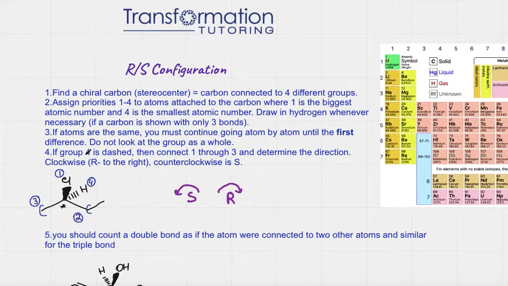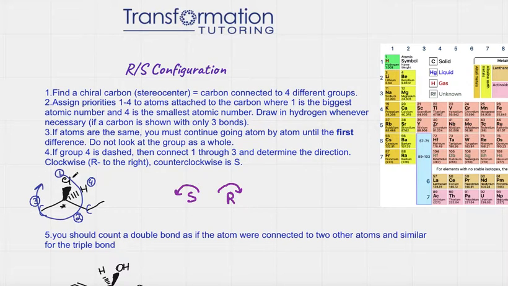Now my group number 4 is dashed. This is very important because whenever we assign priorities, we always want the fourth group to be dashed. Since it's dashed, I don't have to do anything, and I just continue with my reasoning. I have to connect 1 through 3. So let me go ahead and connect 1 through 3. So 1, 2, and 3.